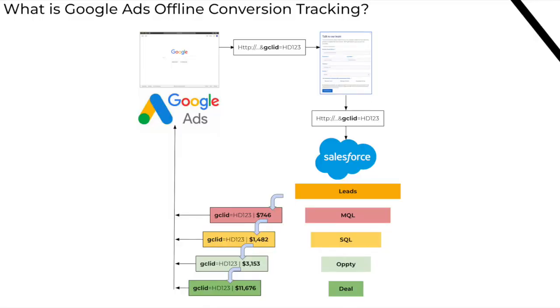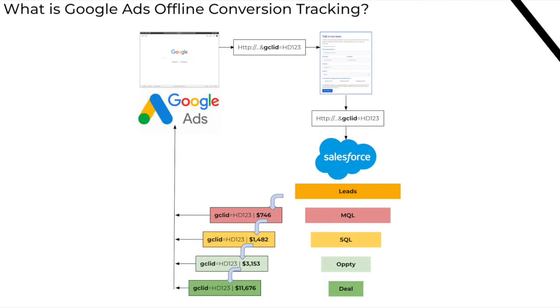So what is Google offline conversion tracking? It's the ability to send information back to Google in an anonymous, non-PII way from your CRM that helps Google's machine learning learn fast and learn on your behalf so you can win in the ad auction competition.